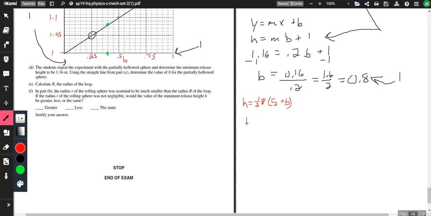I can plug my numbers in. So this is 1.16 equals 1/2 r times 5 plus 0.8. So this ends up being, we'll multiply that, so that'd be 2.32 equals 5.8 r. So 2.32 divided by 5.8 is 0.4. Easy enough.